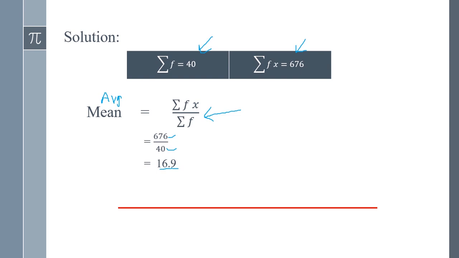Which means that the average marks of the students in the English test paper is 16.9, or you can say that approximately 17. This is the average test score the students get in the class. So these are the questions which we have done in this lecture. Hope you understand this lecture.